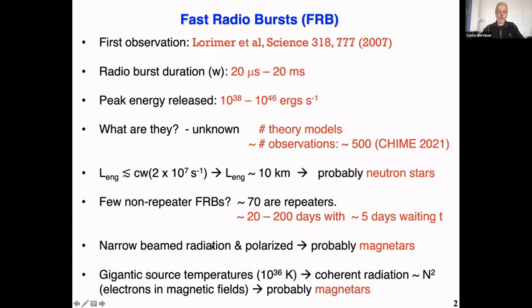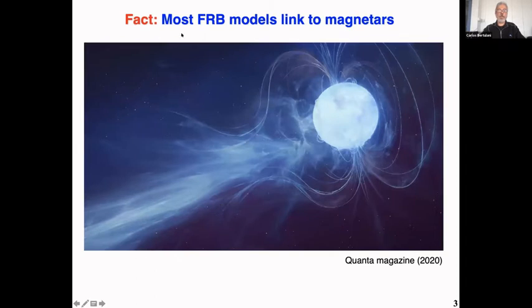They have been found to have a radiation which is very narrow beamed and polarized. So this leads to the conclusion that probably they are also coming from magnetars. They also have gigantic source temperatures of 10 to the 36 Kelvin. And this also points probably to magnetars because this would be a coherent radiation which increases with the square of the number of particles, mainly, as we know, other models have electrons in magnetic fields providing this radiation. So the conclusion, the fact is that most of the theoretical models that predict the existence of these fast radio bursts are linked to magnetars.